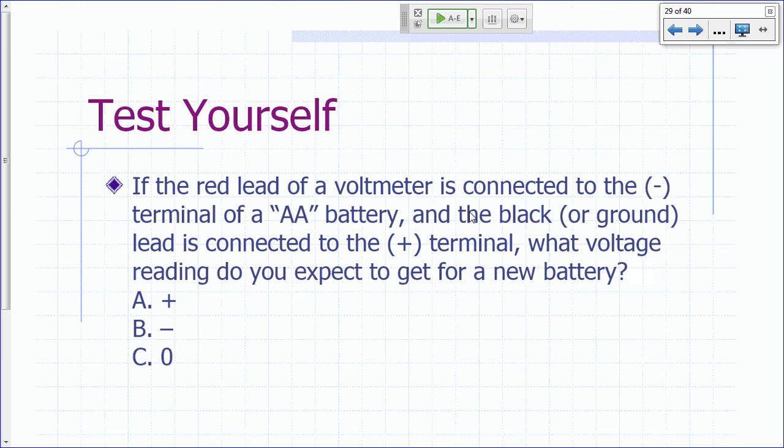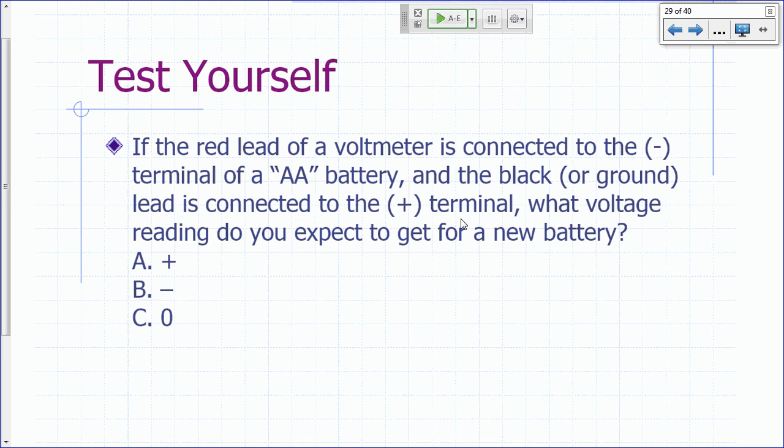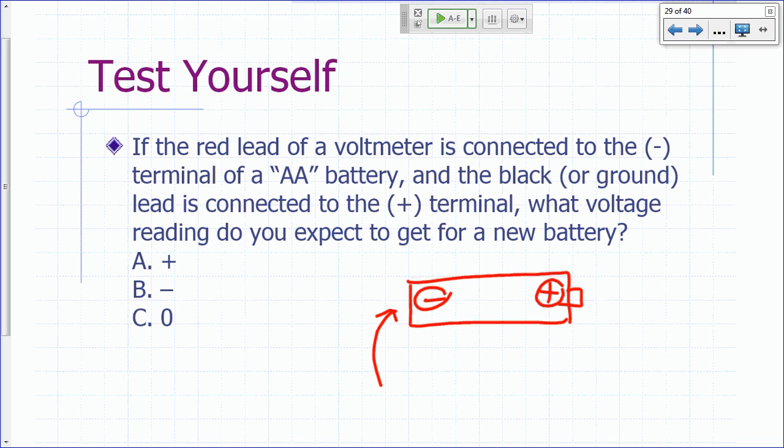So let's quickly check that to see if you got it. If your red lead of a voltmeter is connected to the negative terminal, so I have a AA battery here. And if I were to hook up the red lead over here, and the black lead to the positive terminal, and my voltmeter is over here. So here's my voltmeter. What voltage reading do you expect to get for a new battery? Positive, negative, or zero?